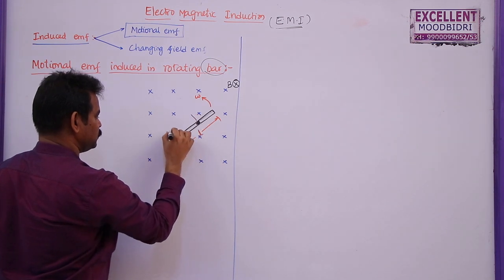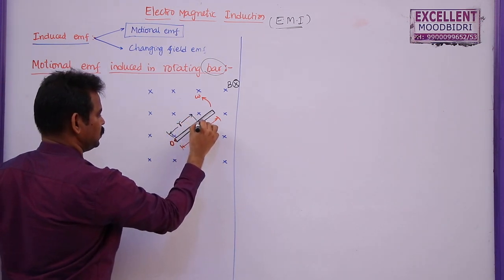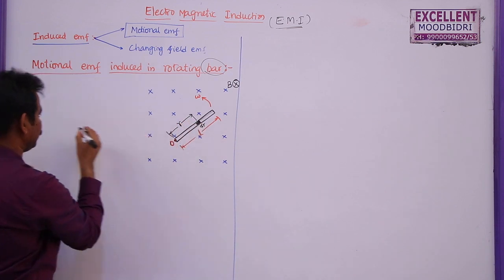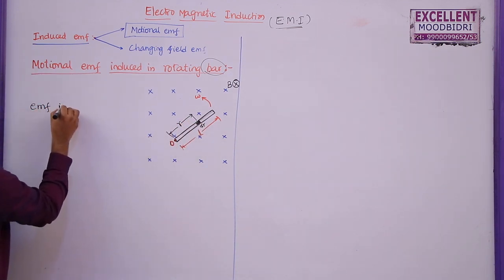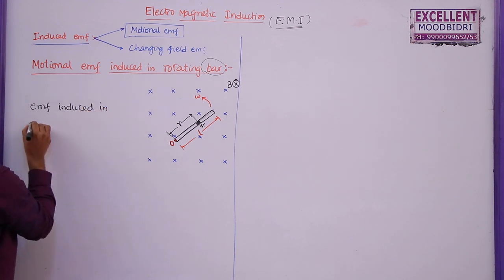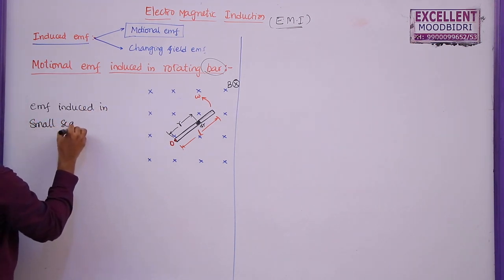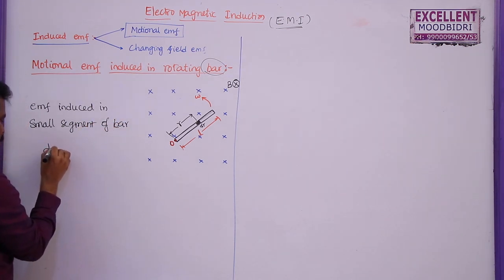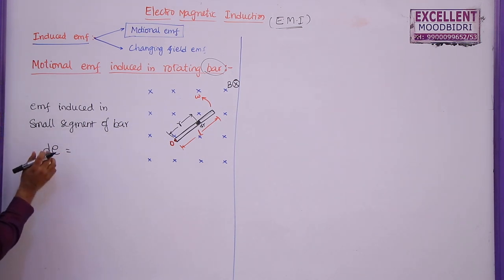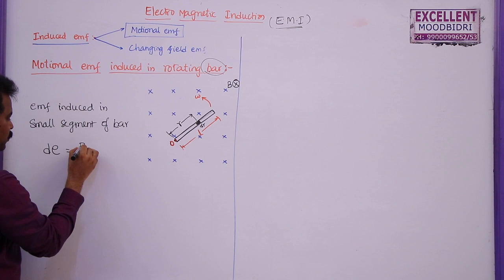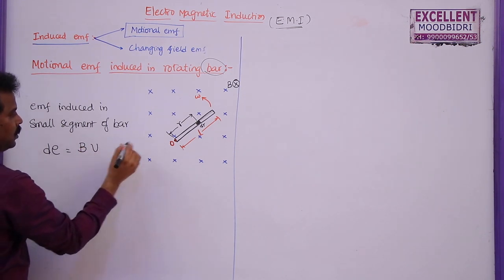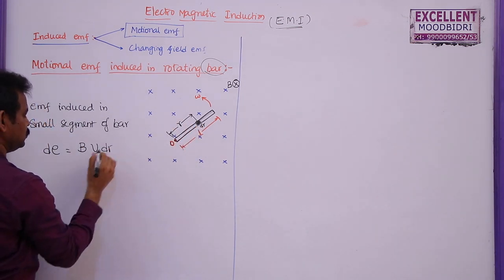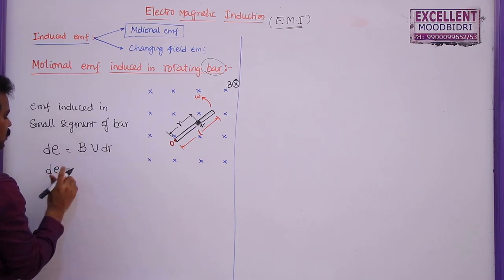Let us say the distance of this point from here to here is R, and the thickness of this one is dr. So what is the EMF induced in this small portion? The EMF induced in a small segment of this bar, I am going to write as dE, a small EMF, which is given by BVL. So magnetic field B, velocity V, and the length of this small element is dr.